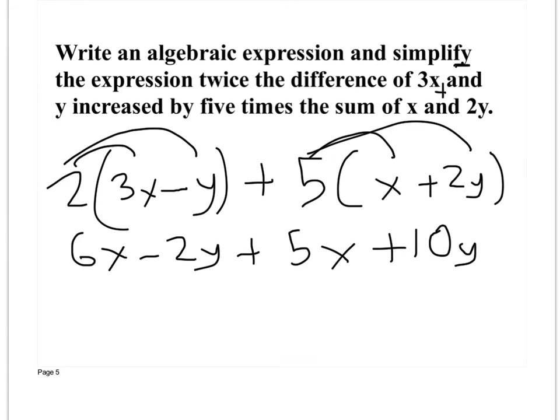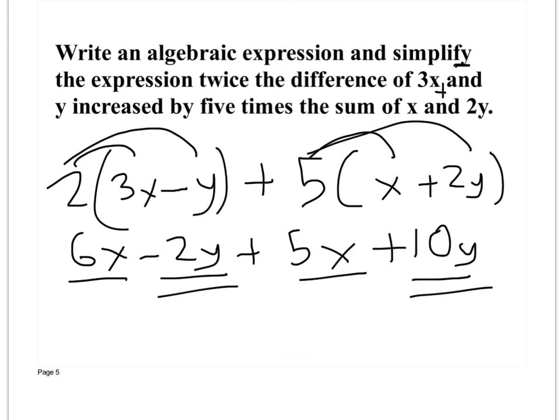Then I like to identify like terms. I see 6x, so I underline everything that goes with x, so 5x. Is there any other like term with x? No. Then I look for the next term, which is y, and I give that a different underline. You could circle it or put a square around it. What goes with y? 10y. Then I just combine those.